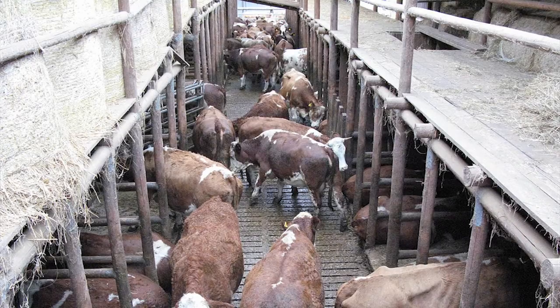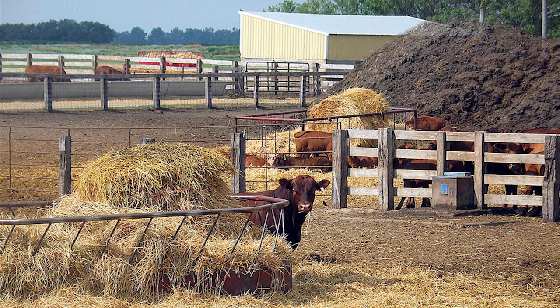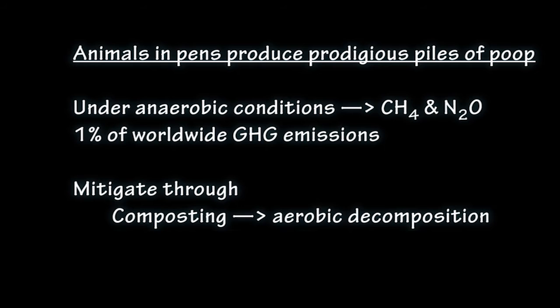Domestic animals kept in pens produce prodigious piles of poop that become anaerobic and release methane and nitrous oxide. This source amounts to 1% of the world's greenhouse gas emissions from human activities. Composting, which regularly turns over manure and other organic material to promote aeration and the faster decomposition of aerobic respiration, diminishes the emissions of methane and other putrid products from anaerobic respiration.